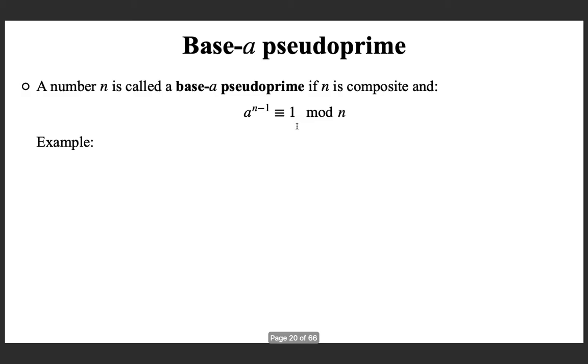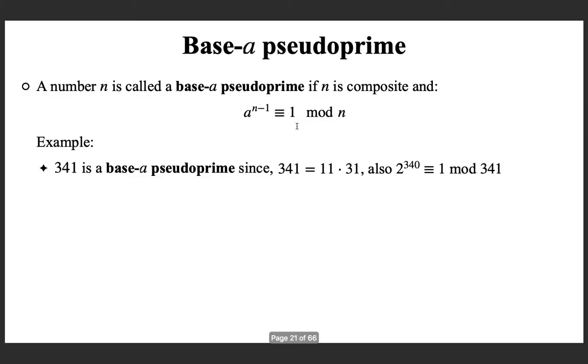For example, 341 is a Bayes 2 pseudoprime. Here A is 2, because 341 is a composite number. You can write it as 11 multiplied by 31 is 341. It is not a prime number, it is a composite number. And here A is taken as 2. 2 to the power 340 can be verified as congruent to 1 mod 341.